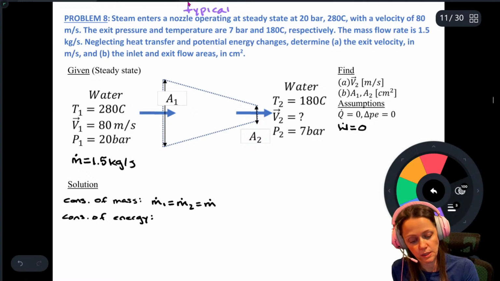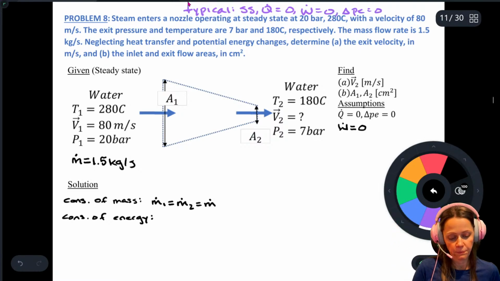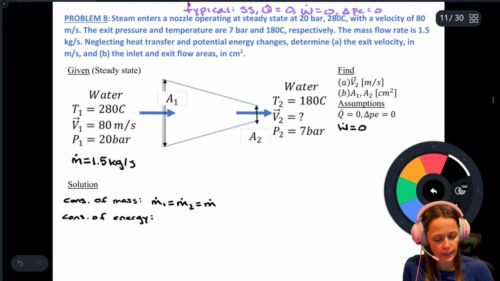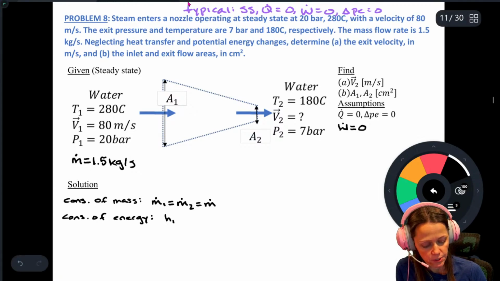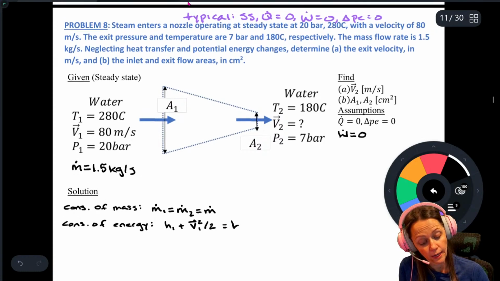So typical assumptions: steady state, Q dot equals 0, W dot equals 0, changes in potential energy are equal to 0. And if we make those typical assumptions, what we end up with is h1 plus V1 squared divided by 2 equals h2 plus V2 squared at state 2 divided by 2.